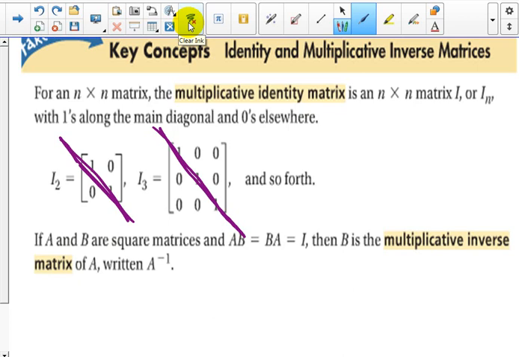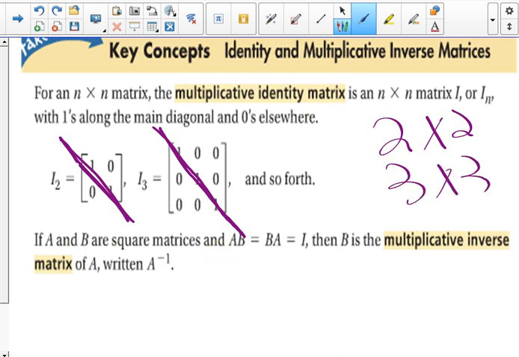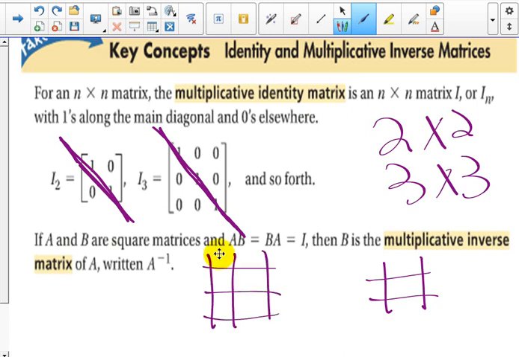If matrix A and matrix B are square matrices, and a square matrix is just, a 2 by 2, it's the same rows, same columns. That's a square matrix. A 3 by 3, and these are the only ones we're going to be working with today. So it's square because it's the same number of rows as columns. 3 rows, 3 columns, right? So we call that a square matrix.